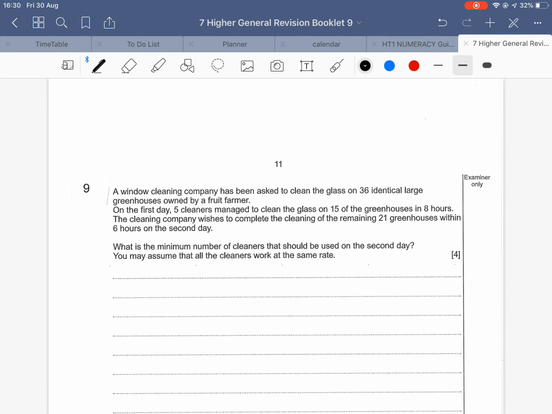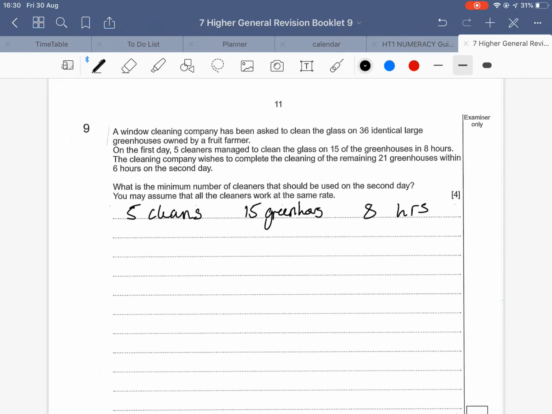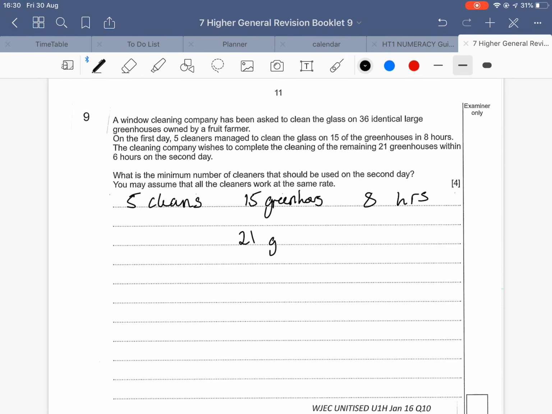Okay, next one, question 9. A window cleaning company has been asked to clean the glass of 36 identical large greenhouses owned by a fruit farmer. On the first day, 5 cleaners clean the glass of 15 greenhouses in 8 hours. The cleaning company wishes to complete the cleaning of the remaining 21 greenhouses within 6 hours on the second day.